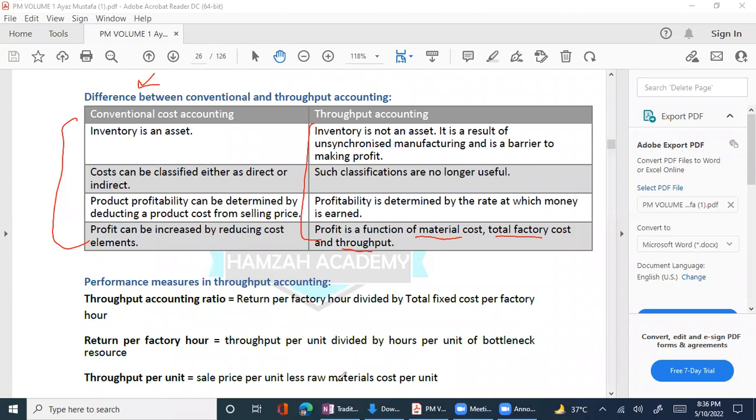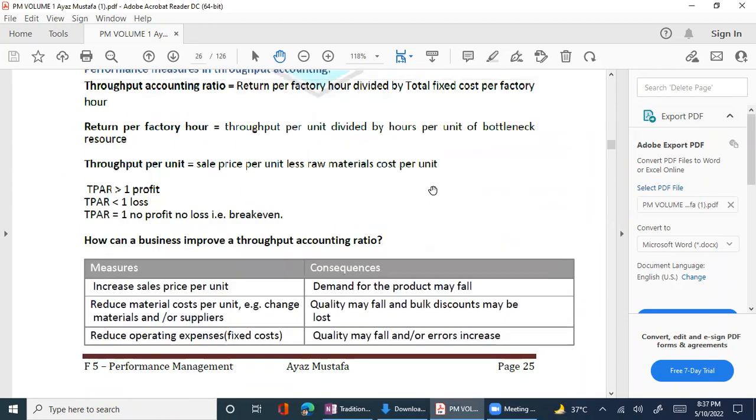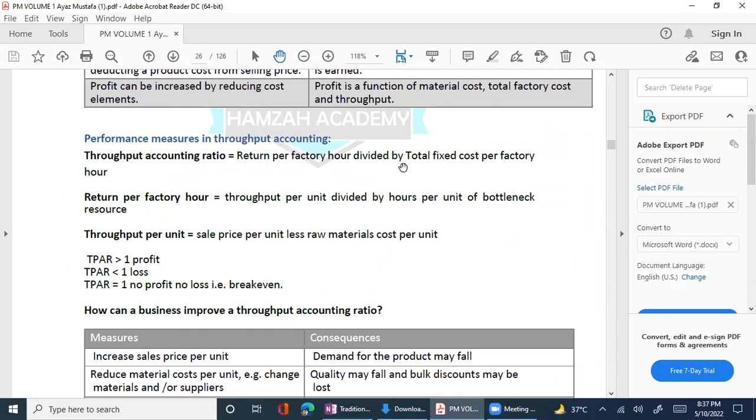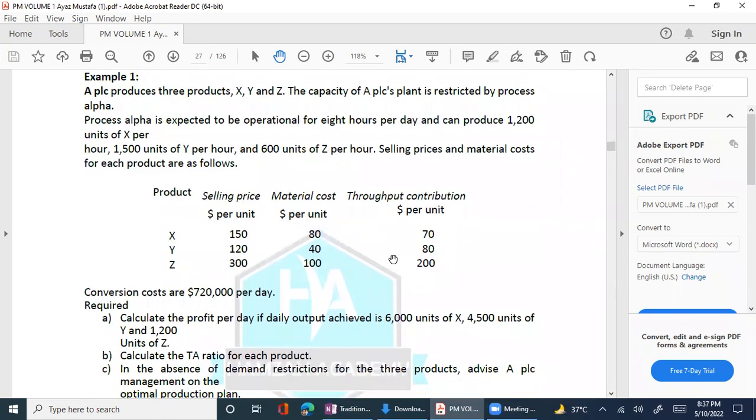Okay. Now we will be moving to the throughput accounting ratio. But before moving to the throughput accounting ratio, I will take you to a practical situation. Then I will return to this so that you will be able to understand. Let's say there are three products, X, Y, and Z. The capacity of A PLC's plant is restricted by process alpha. Now, if we look at this, the bottleneck process is identified. No need to identify which process is a bottleneck. So the alpha process is a bottleneck.